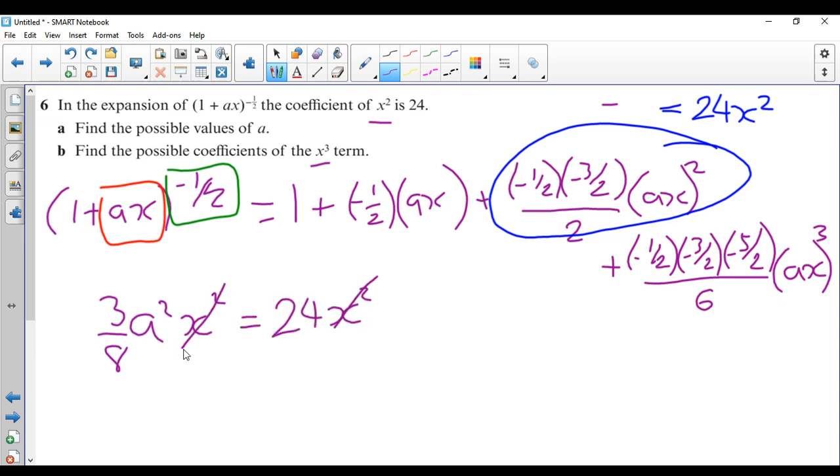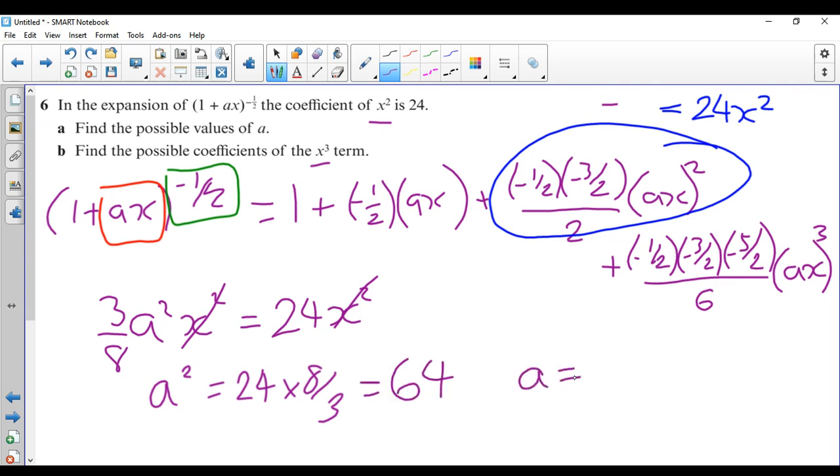So you don't need to write x squared, so let's get rid of them. I have 3 over 8 a squared equals 24, so a squared is equal to 24 times 8 over 3. When you divide by a fraction, you flip and multiply. So let's work that out: 24 times 8 over 3 is 64. So a is equal to the square root of 64, which, being careful, is plus or minus 8.